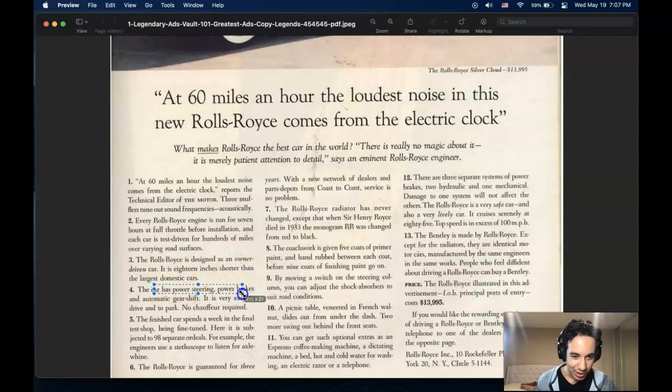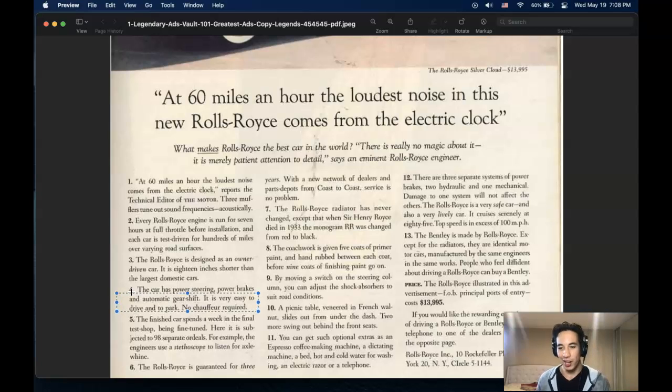Okay, this car has power steering, power brakes, automatic. It is very easy to drive and park. You see how right here, I really like this. So they're just emphasizing the pain points. Okay, so what if I get this car? Is it gonna be easy to drive? Is it easy to park?